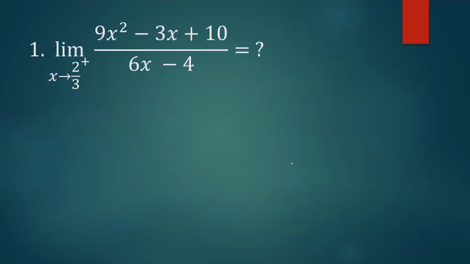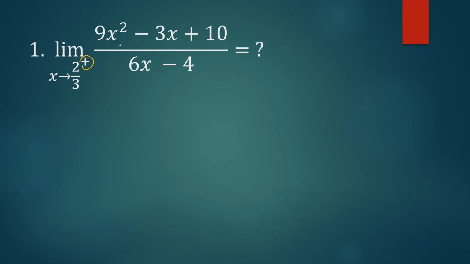Okay, so let's get ready for time for questions. We have number 1. What is the limit of 9x squared minus 3x plus 10 all over 6x minus 4 as x approaches 2/3 from the right? Okay, fast forwarding our timer. So medyo naka-specify po yung ating direction. Okay? So we have 6x minus 4 here. If we substitute 2/3 to our fraction, or rational expression, that will become 0 over 0.